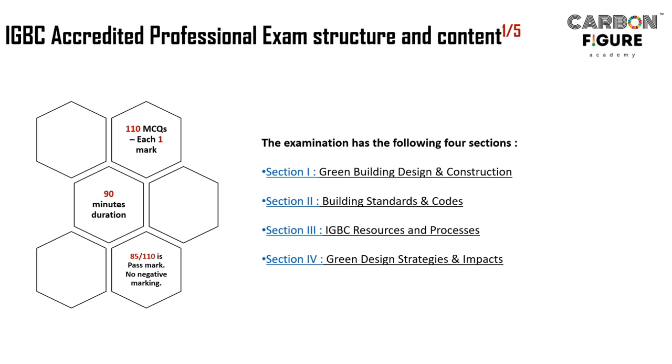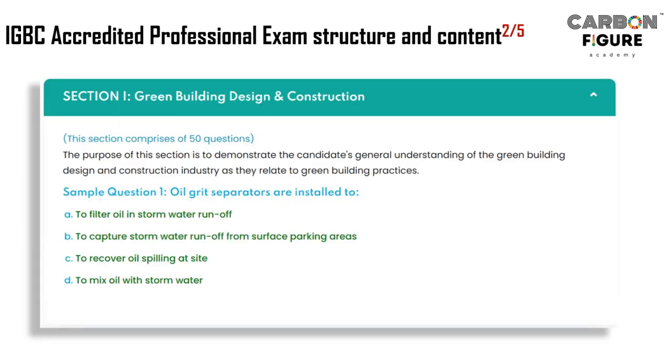It is not like each section will carry the same number of questions. I think sections 2 and 3 will carry only 15 questions each. Sections 1 and 4 will carry 50 and 30 questions, I think, right? So this is how it is. Section 1, green building design and construction, comprises 50 questions.